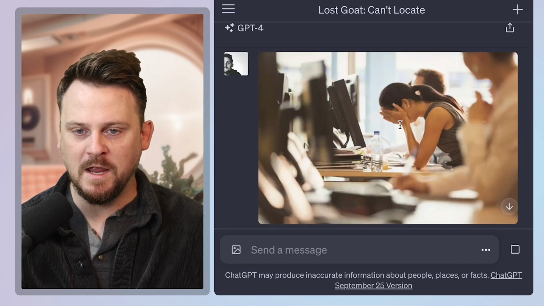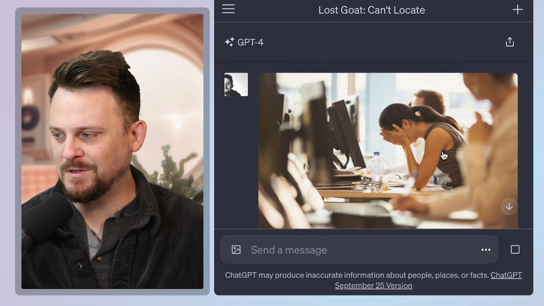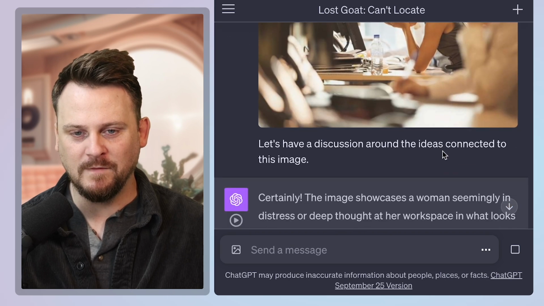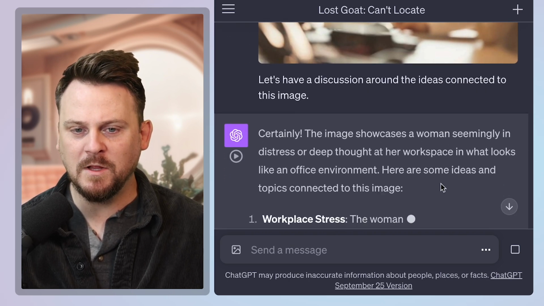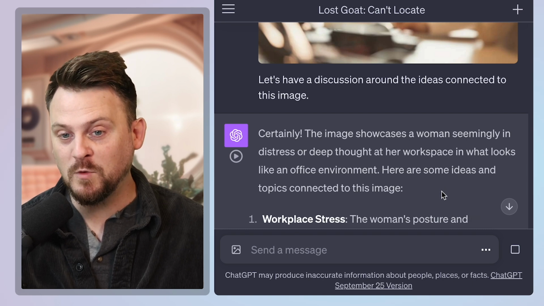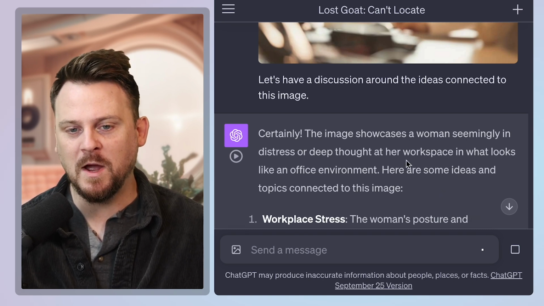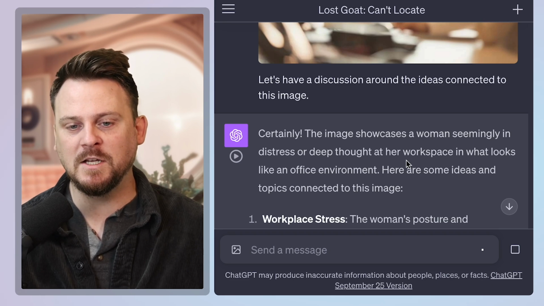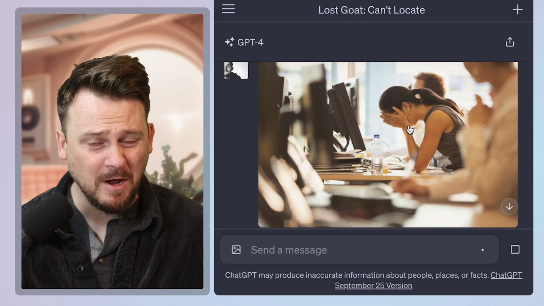Now we have, it looks like, a woman sitting near her colleagues at her desk. She looks pretty stressed out. She's not having a great day, obviously. So the image showcases a woman seemingly in distress or deep thought, could be, at her workspace in what looks like an office environment. Here are some ideas and topics connected to this image. So I think she could be in deep thought.